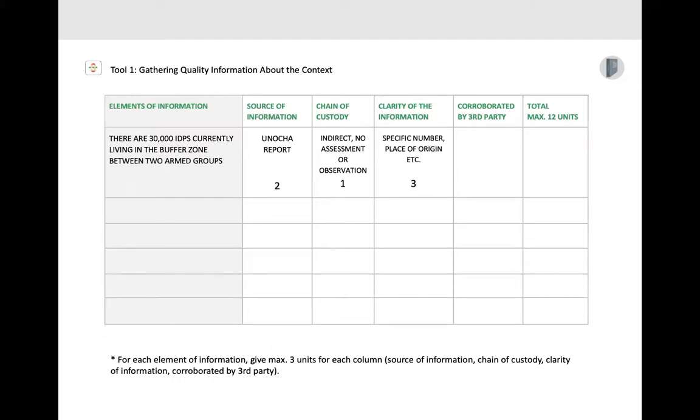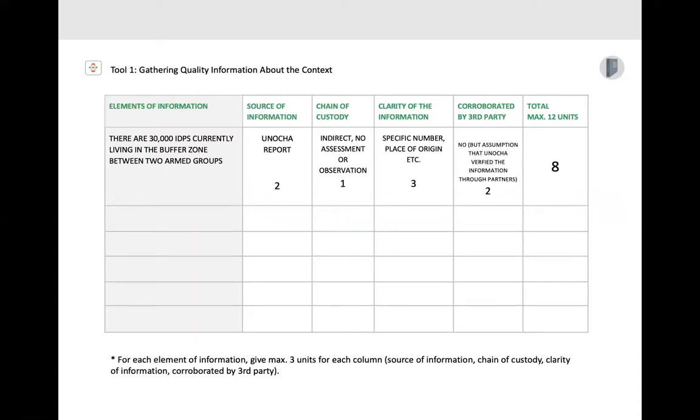In terms of clarity with this piece of info, it's pretty specific. There's a clear number, a place of origin. Let's say it's a pretty well done report. So we'll say that's good quality. That's a 3.